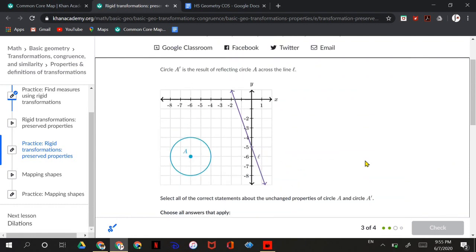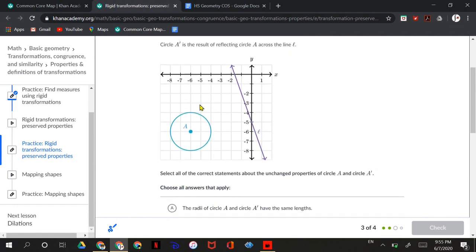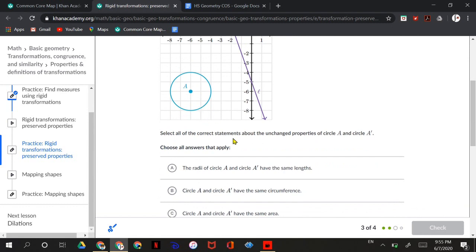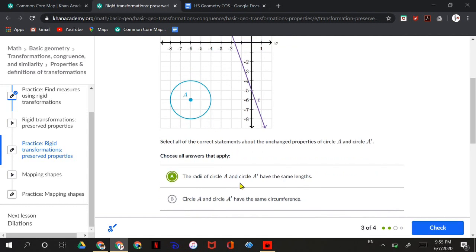So this new circle is a result of reflecting the old circle across the line. Select all of the answers that apply. Yes, radii, same circumference and area, because it's a rigid transformation.